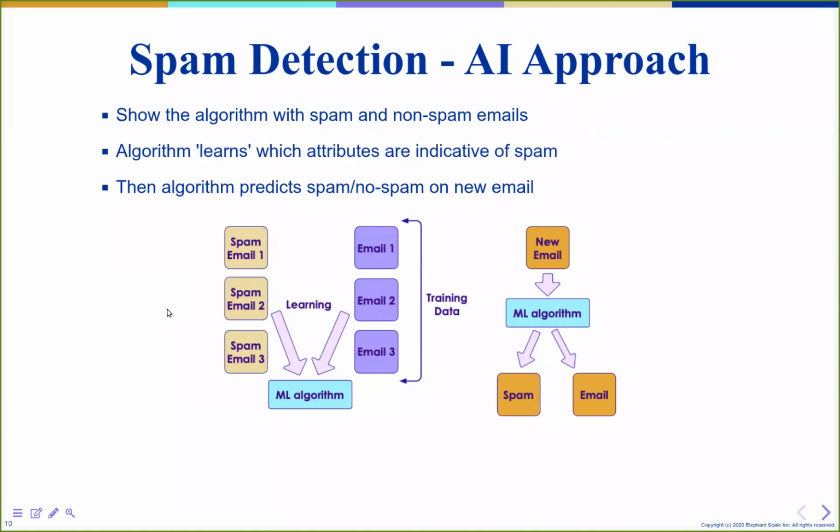Now the machine learning approach is like this. We take a machine learning algorithm. We show the algorithm a bunch of spam emails and we say, these are all spam. Also, we show the algorithm a bunch of good emails and say, these are non-spam. Now the algorithm is automatically learning what makes a spam and what makes a good email. And this is the key here: I'm not telling the algorithm what to look for. It's learning automatically.